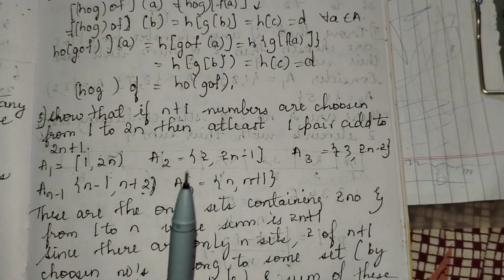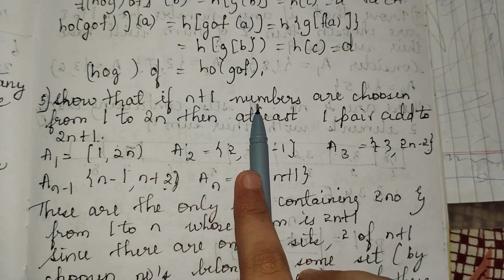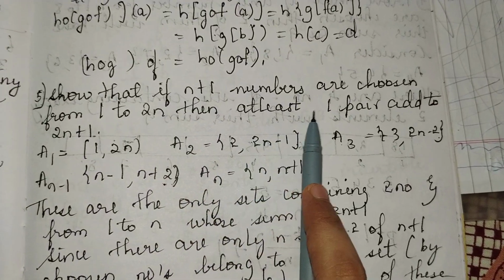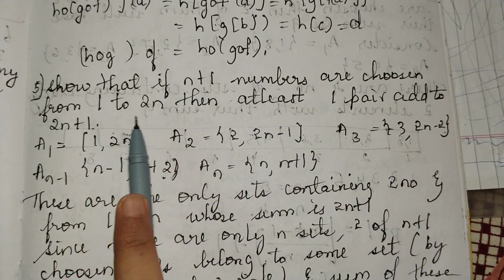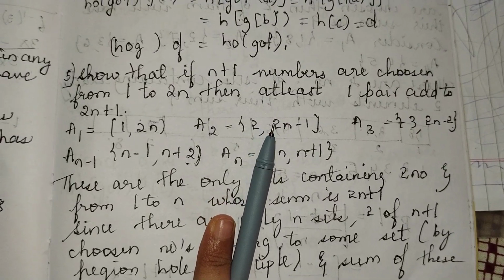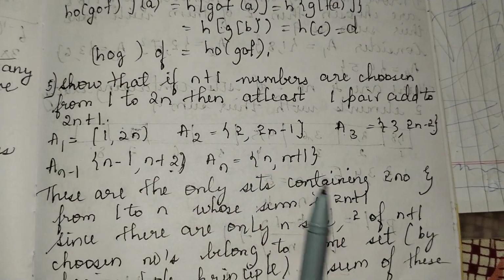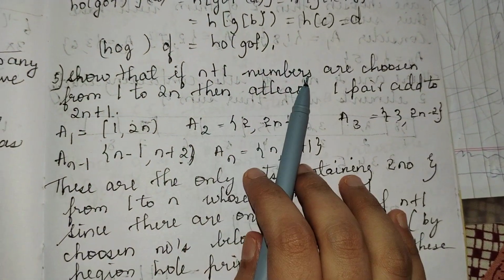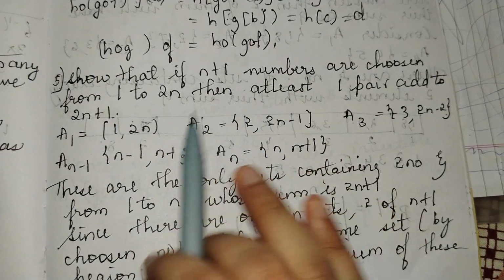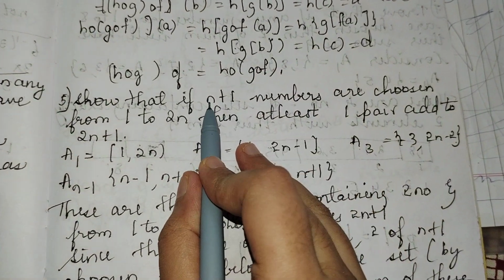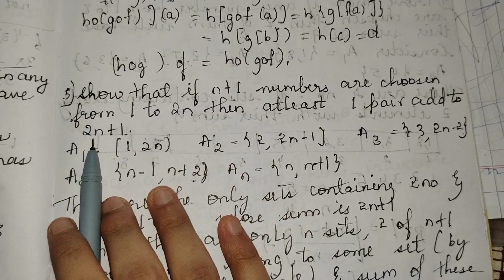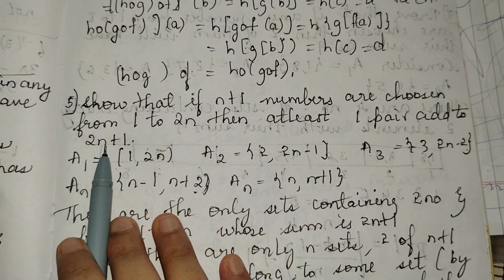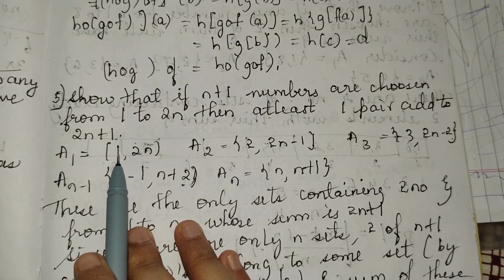Simple. Okay. Then show that if n plus 1 numbers are chosen from 1 to 2n, then at least one pair adds to 2n plus 1. Very simple. What you have to understand here is, we have n plus 1 numbers. Finally, you can use either 1 or 2 or 2n, but in the answer you should get 2n plus 1 form. How can you express that? First write this only, 2n plus 1.